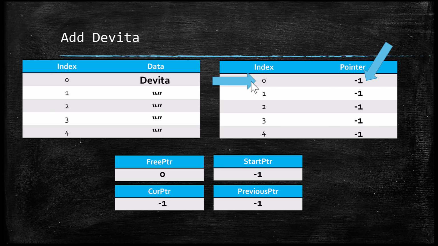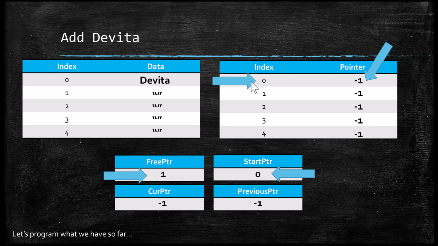Now, the next thing we need to do is we need to take a look at the start pointer. The start pointer was -1. But now that we have Davida inside of our list, we're ready to start looking at our linked list. Well, what are we starting with? The only item that's inside the list, which is going to be 0. The last thing we need to do is we need to take a look at that free pointer. Index 0 isn't free anymore. Davida is in index 0. I don't want to overwrite Davida. So all I need to do is increment that free pointer from 0 to 1.